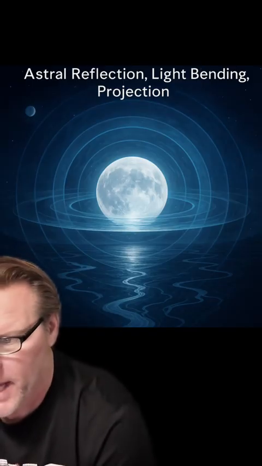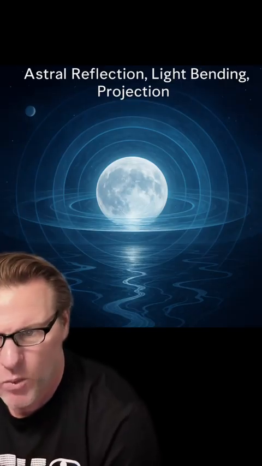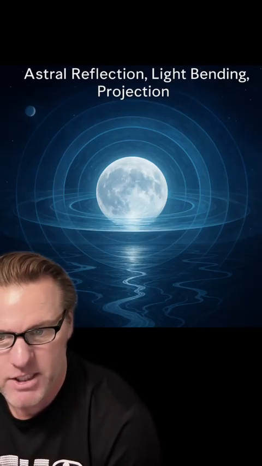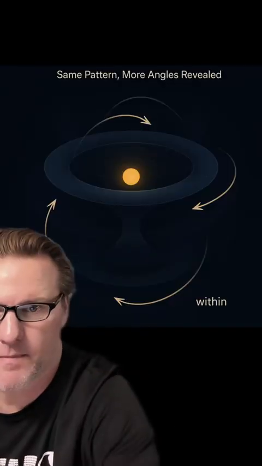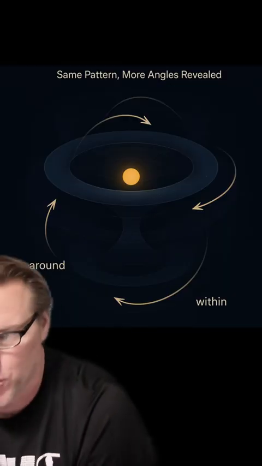This is the realm of light bending and projection, where the raw power from above gets mirrored downward into matter. It's why the fourth is called the astral or illusion plane, because it reflects both ways.